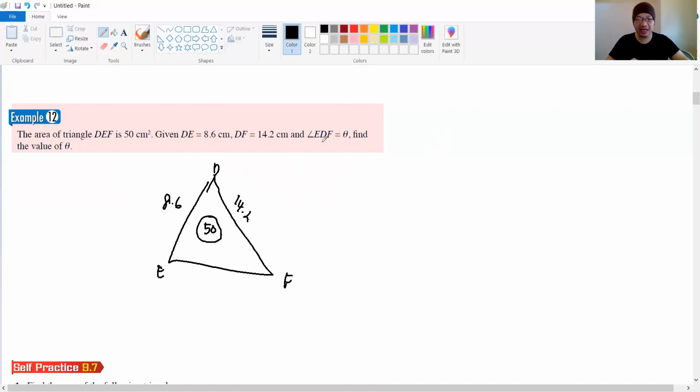Angle EDF, that means angle D, this angle, theta. Okay, so we want to find the value of theta. Now, area is given, right? So when area is given, automatically we need to apply the formula of area. So the formula of area is 1/2, 8.6, 14.2, sine theta, equals 50. Now you need to find theta, right? So you need to simplify first.